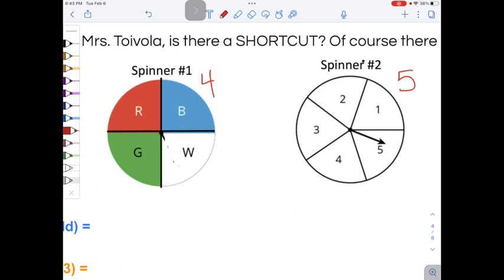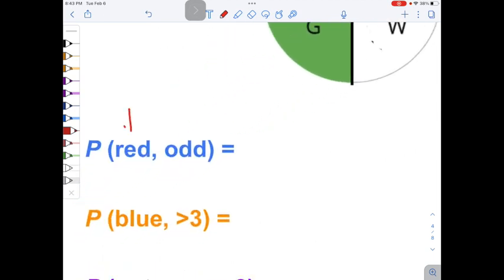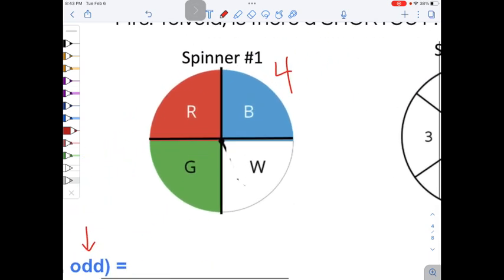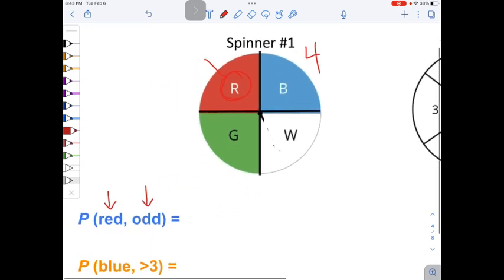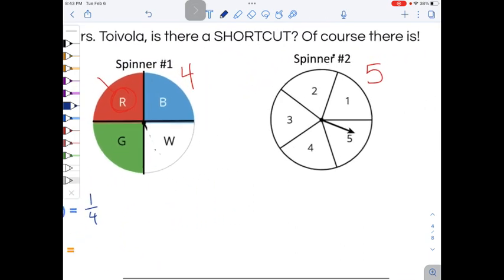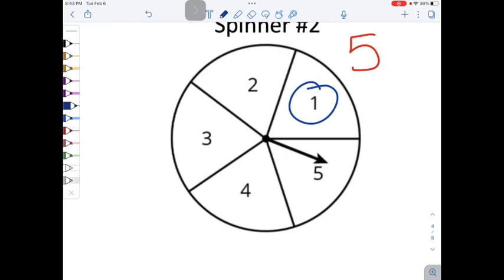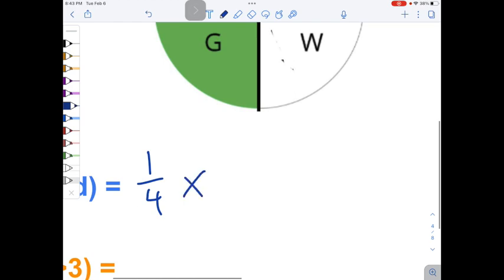But even more importantly, we're going to look at the probability of each individual event on each spinner. All right, so here's what I mean. The probability first of red. There are 4 parts, and just this one is red. So the probability of just getting red is 1/4. And then look at the other spinner. What about the odd numbers? There's 1, 2, 3 out of 5. So that's 3/5. And I'm going to times them together.